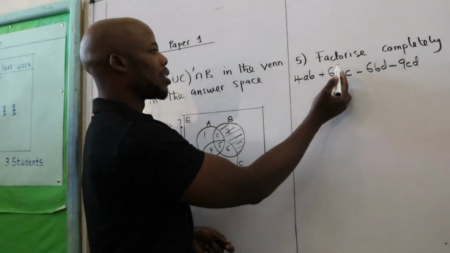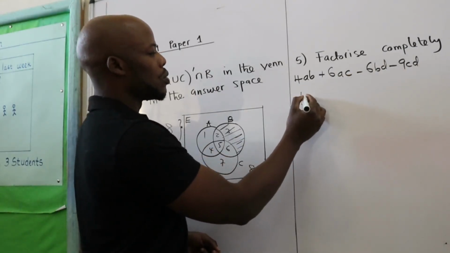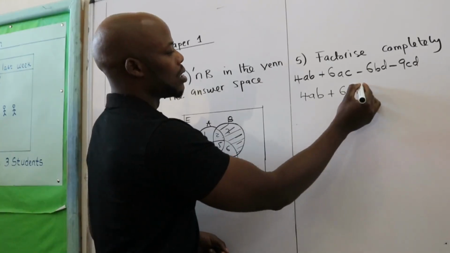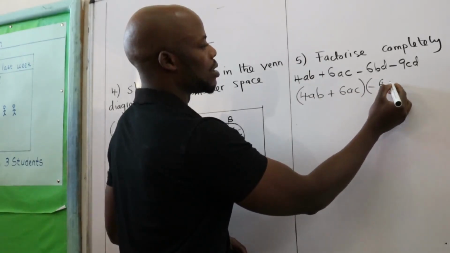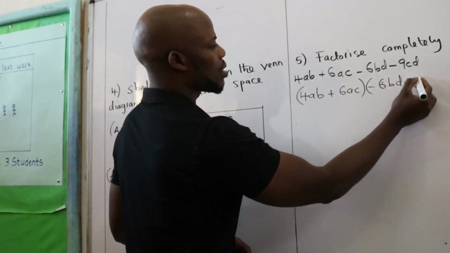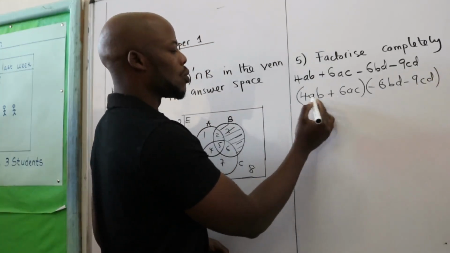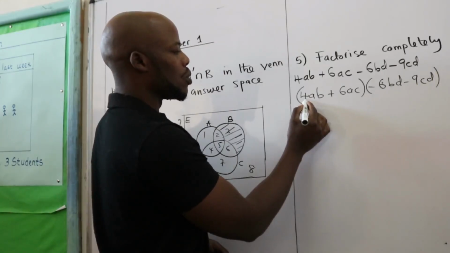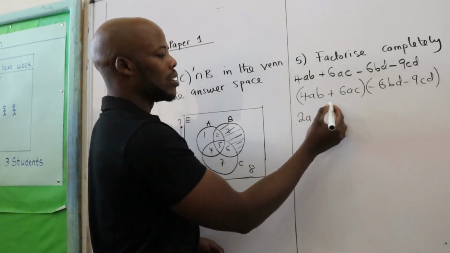We have been told to factorize completely. So how do we do it here? You group the terms. You group them. After grouping them, you check what is common here and here: 2 and A, because 2 can go into 4 and it can also go into 6, and A is here and it's here.